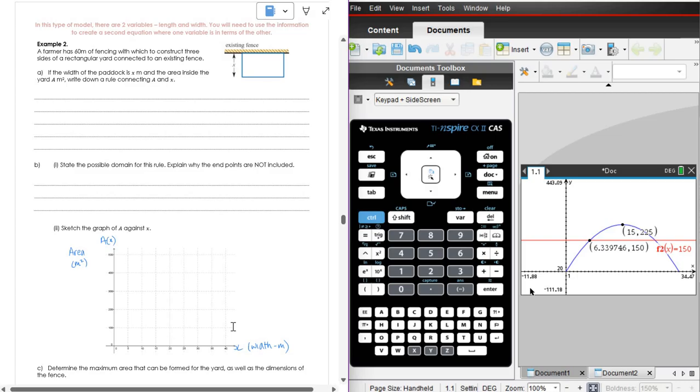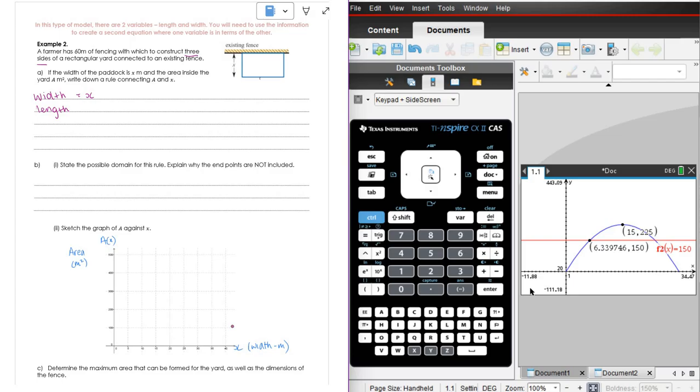So in this case, we need to figure out how we're going to represent the width and how we're going to represent the length, okay? Now, we've been told that our width is x, but we haven't been told what our length is, and we have to write out our length in regards to x. Now we've been told that for this fence, we have 60 meters of fencing just to construct the 3 sides. So we don't have to worry about that 4th side there.